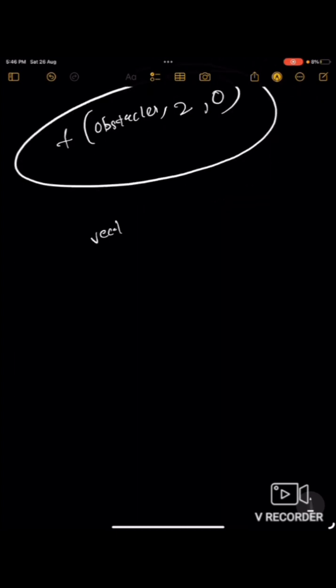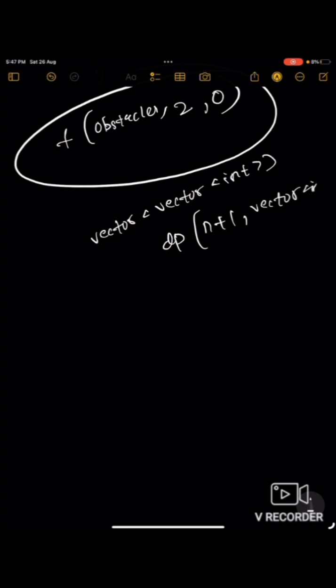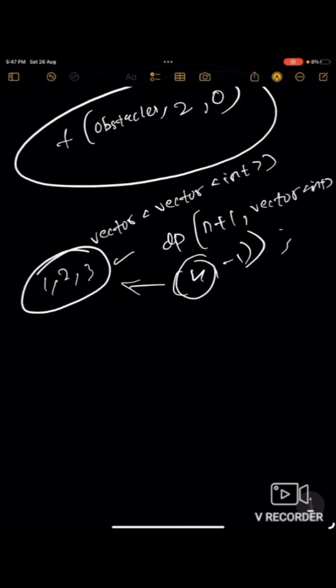So create a 2D dp array, I mean the vector. The size would be n plus 1, where n is the size of obstacles array. It's a very standard traditional thing that we do in memoization. And then the size of this would be 4, and then fill it with -1. I took 4 because there are 3 lanes, 1 2 3.